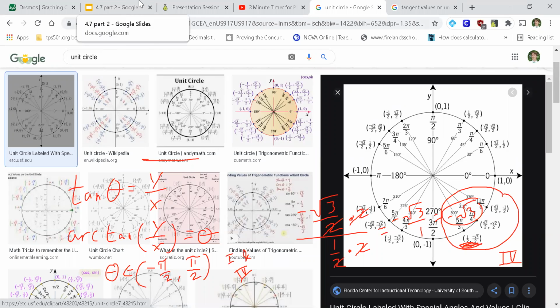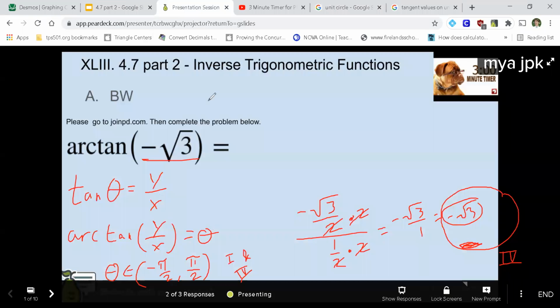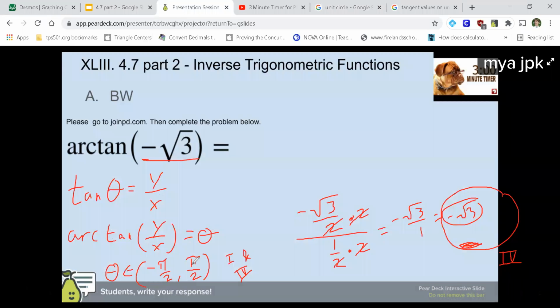However, that angle, 5 pi over 3, is not in this range. 5 pi over 3 is not between negative pi over 2 and pi over 2. But you can fix that really quickly by taking 5 pi over 3 and subtracting 2 pi to find its coterminal angle, which turns out to be negative pi over 3.